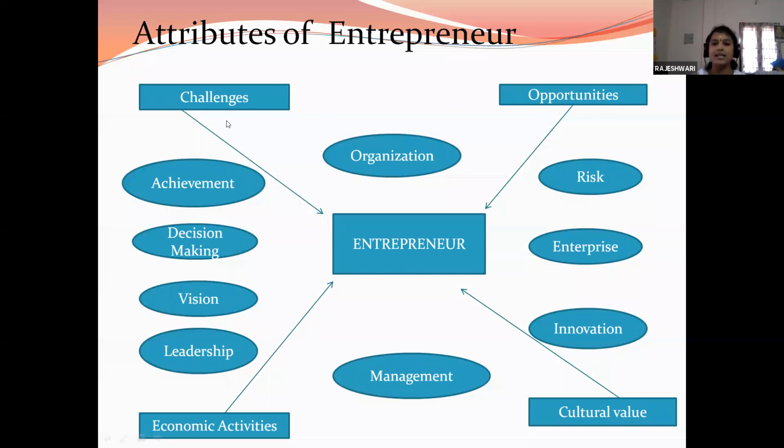So challenges. They may be certain or uncertain. Challenges will be coming. Different types of challenges will be coming for the entrepreneur.